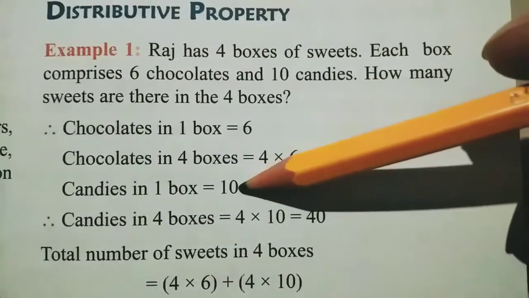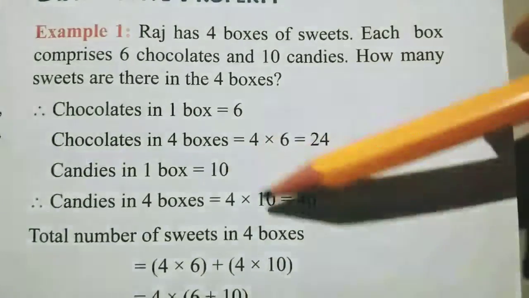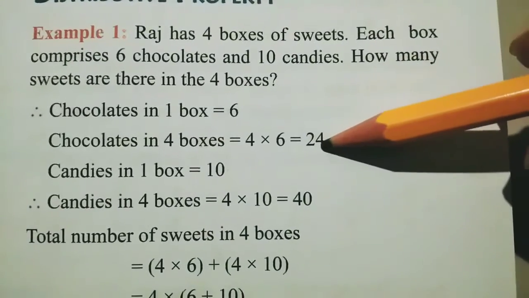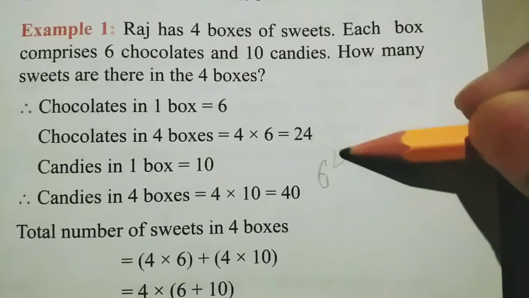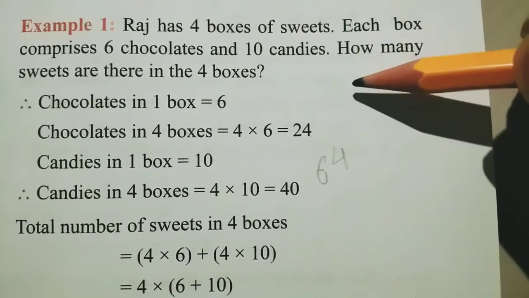Now candies in one box is how many? 10. So candies in 4 boxes will be 4 into 10, that means 40 candies. So how can you get the total number? When you add 24 plus 40, it will come 64. So 64 will be the total number of sweets in the 4 boxes.